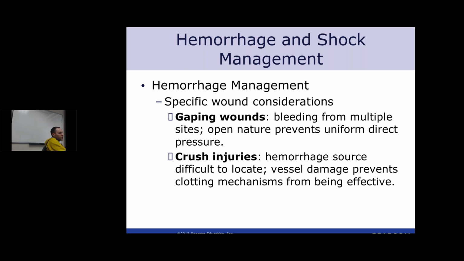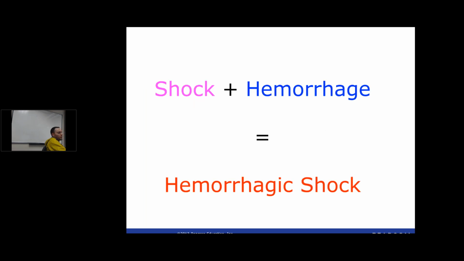Keep that in mind. Crush injuries can obviously be a source of hemorrhage. They're difficult to assess all the time, and then of course you need to remember to treat for the complications of crush injuries themselves with hyper-K and everything else that goes with it, rhabdomyolysis, etc. So shock and hemorrhage, this is just a fantastic slide, right?